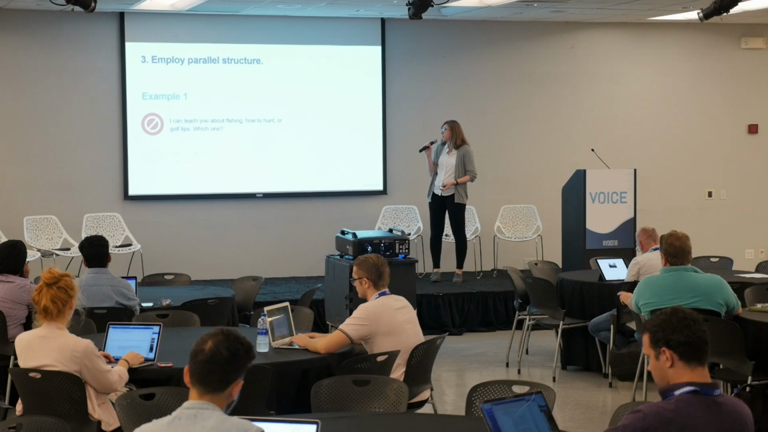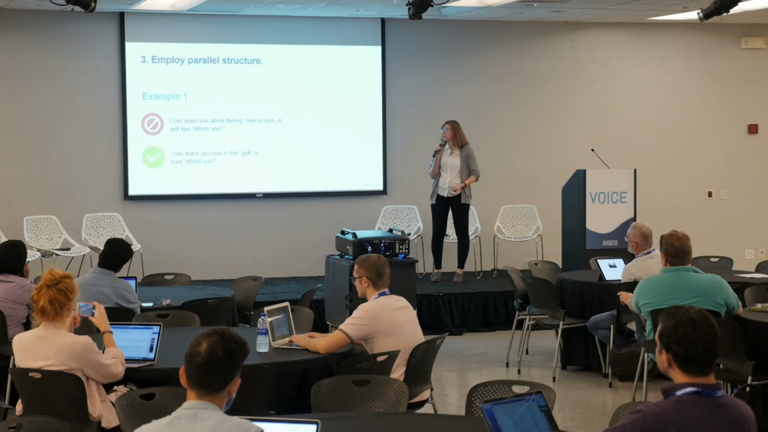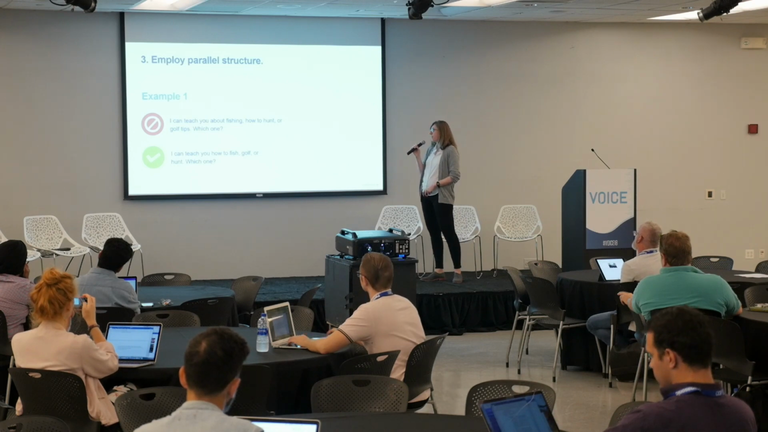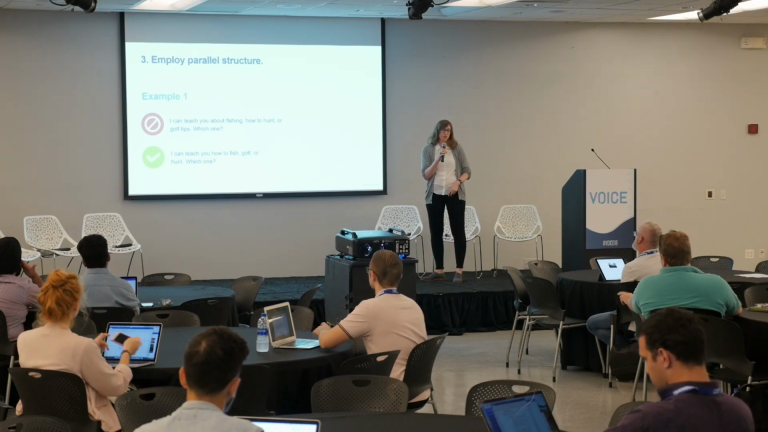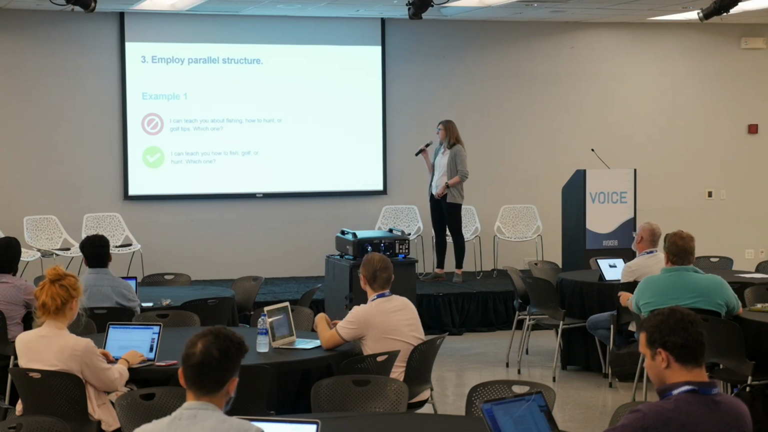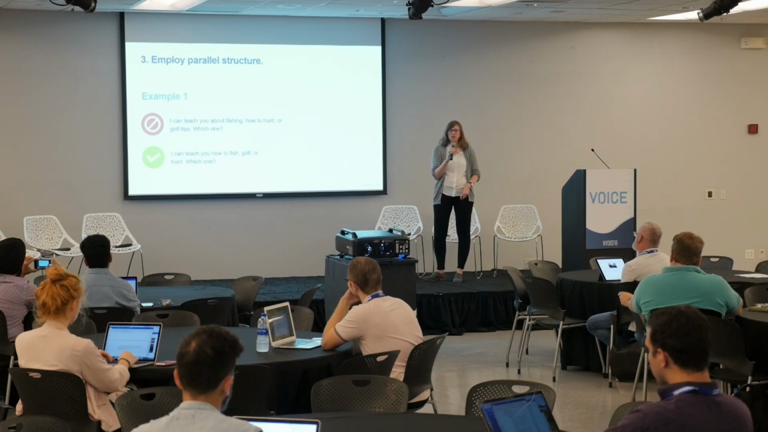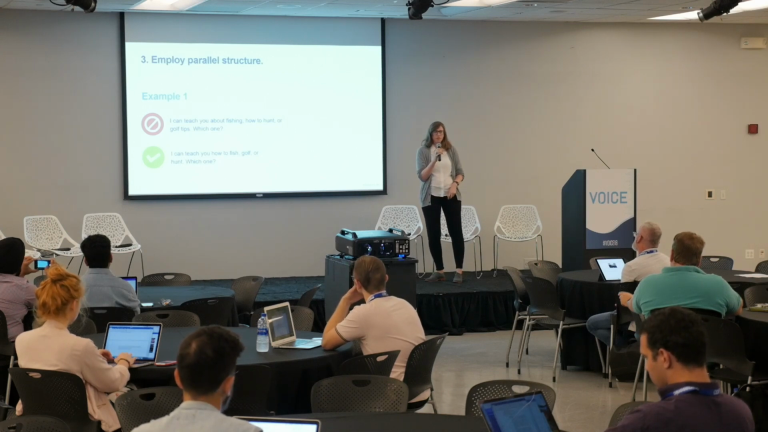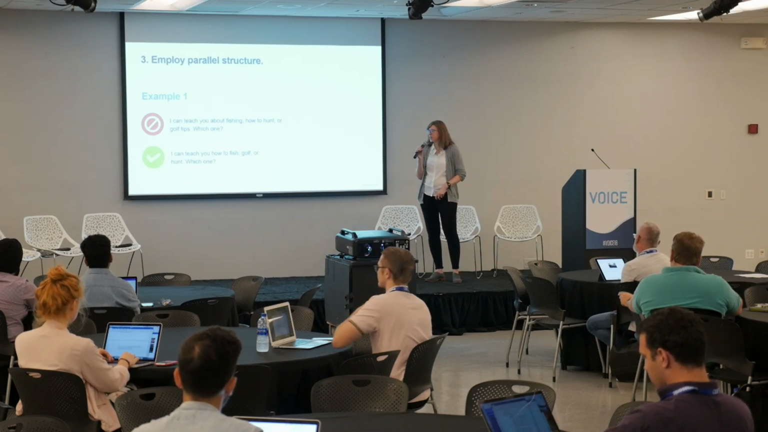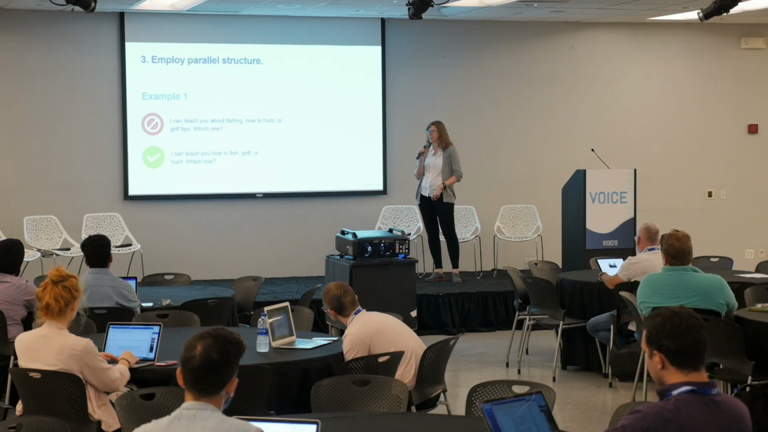So here's an example of a sentence that's not in parallel structure. I can teach you about fishing, how to hunt, or golf tips. Which one? So you can see, this isn't too difficult to understand, but it is a little awkward on the ear. And it makes the user a little confused about what they're supposed to say. I might try to say like how to fish or hunting. It creates a little bit of variance or confusion. The user has to think a little harder to answer.